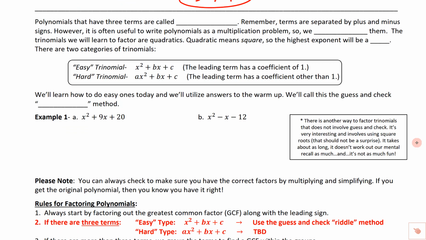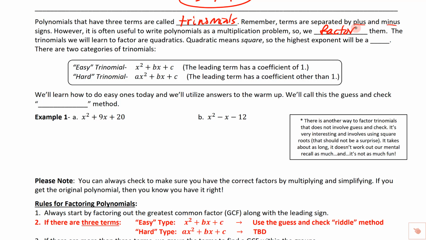So it says polynomials that have three terms are called trinomials. Again, just kind of reiterate the point right there. Now, terms are separated by plus and minus signs. Now, it's useful to write polynomials as multiplication problems. So what we do is we factor them. Remember, if somebody says factor this, they mean write it as a multiplication problem.